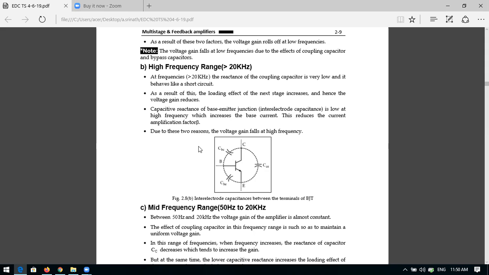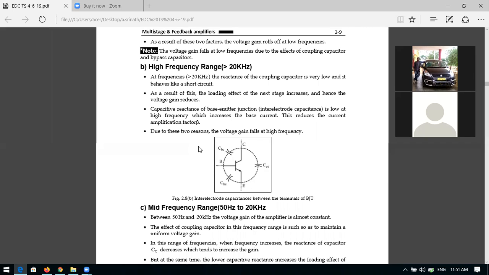This will not appear in the mid frequency range or in the low frequency range. It will come into picture whenever the frequencies are higher. Whenever the frequency is greater than 20 kilohertz, the capacitance effects of CBE, CCE and CBC come into picture. Due to that also the voltage gain will fall. Is it clear? In the higher frequencies, capacitive reactance will reduce, so it will act like a short circuit. So the overall gain will fall.